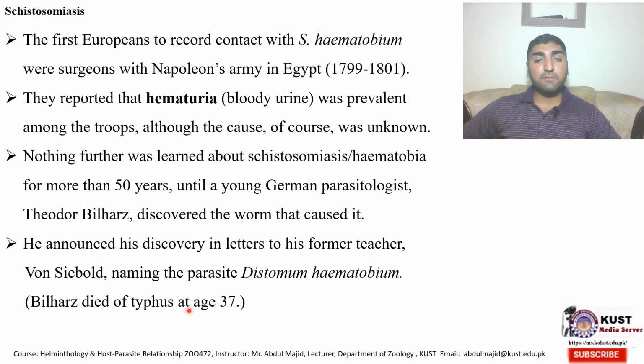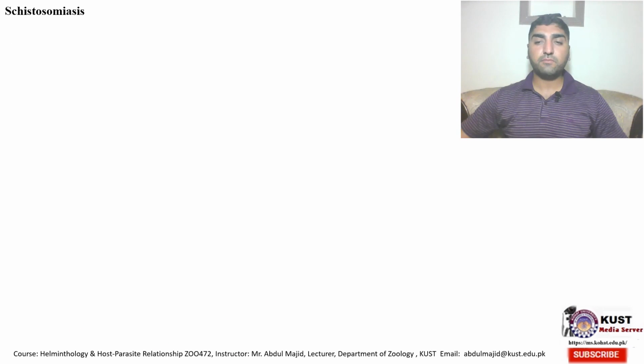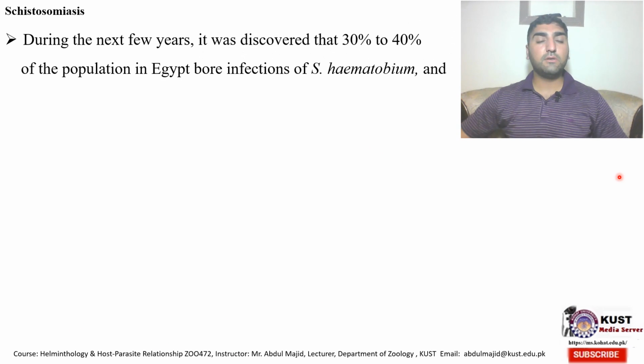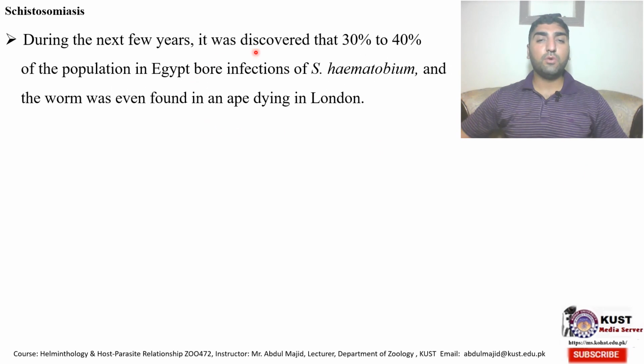Bilharz died of typhus at the age of 30. So again the work stopped. During the next few years, it was discovered that 30 to 40% of the population in Egypt bore infection of Schistosoma haematobium, and the worm was even found in an ape dying in London.